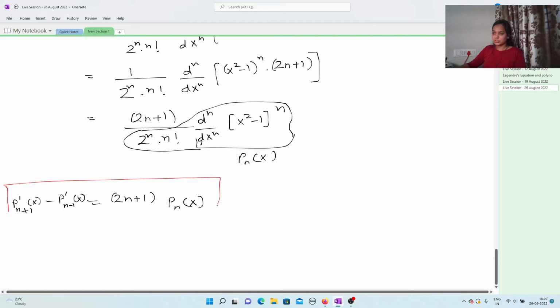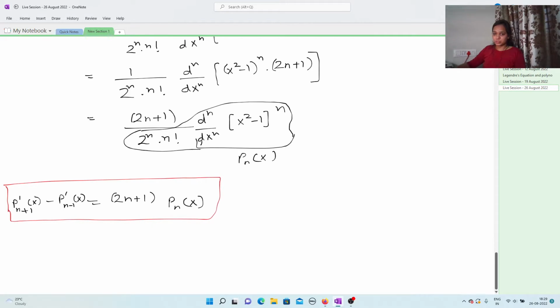This was the relation which we wanted to prove, and we have derived it. Hence, good. Any doubts in this before we move on to the next question?